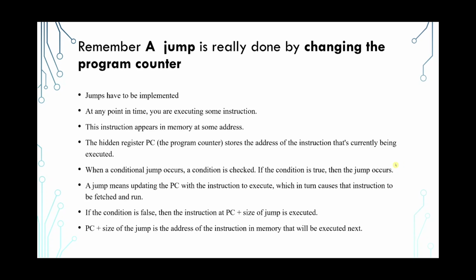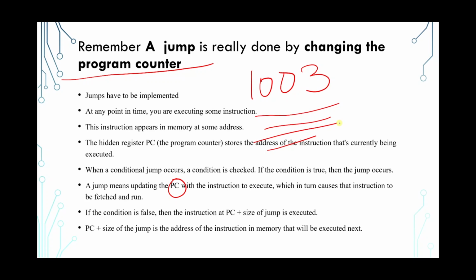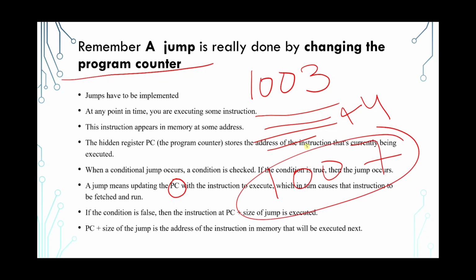A jump means updating the program counter with the instruction to execute, which in turn causes the instruction to be fetched and run. And always remember the fetch, decode, execute cycle when we talk about the program counter. Now, if the condition is false, then the instruction at PC plus the size of the jump is executed. So if the PC was 1003, then how many instructions do you have to jump over? Let's say 4, then plus 4, then I put in the program counter 1007. And I execute this one because I jumped over 1004, 5, 6, and 7. And I'm executing 7, sorry.